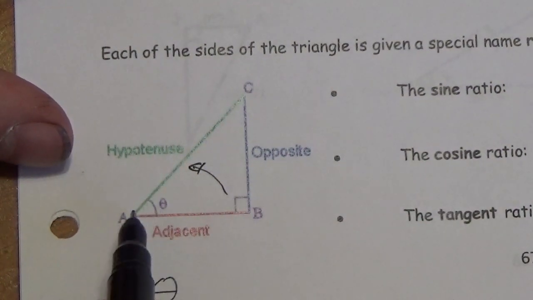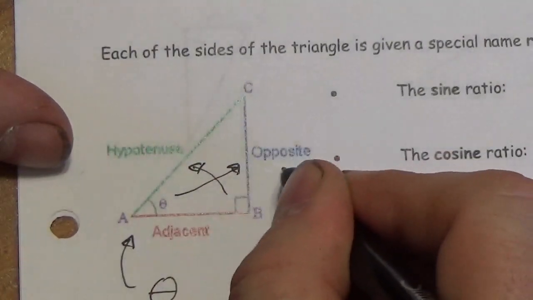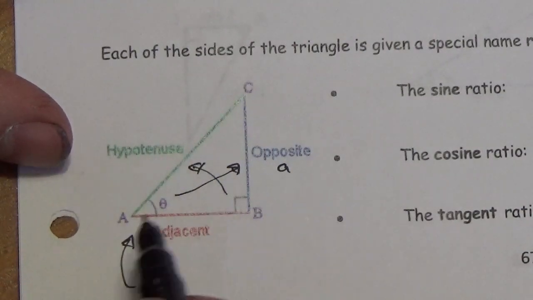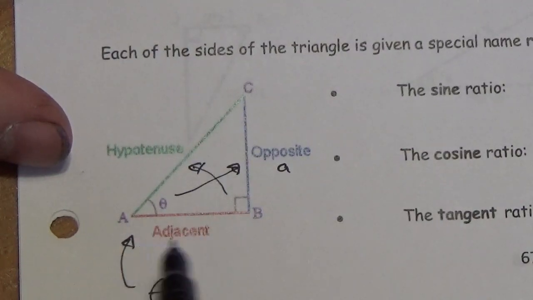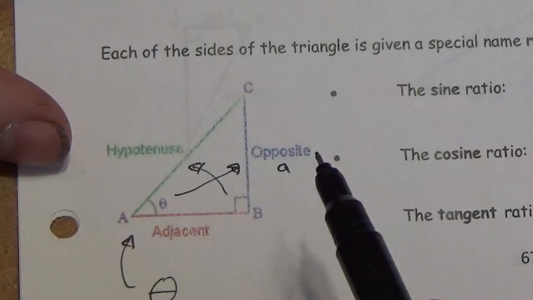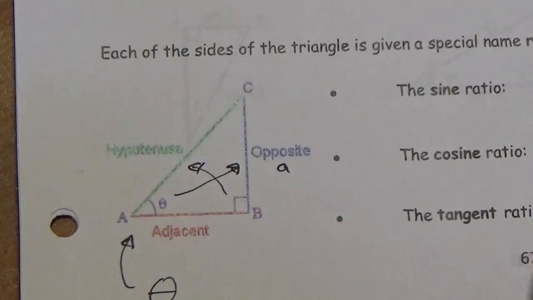If you're looking at this angle right here, then this side of the triangle over here is the opposite side. That's going to be little a here. That's going to be the opposite side to that angle. But this other leg here is going to be the adjacent leg. Now, whether a leg is opposite or adjacent, and remember that adjacent means right next to, right up against, like your neighbor's house is the house that's adjacent to your house.